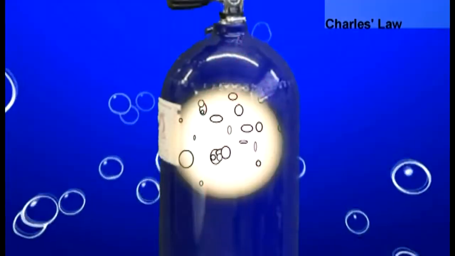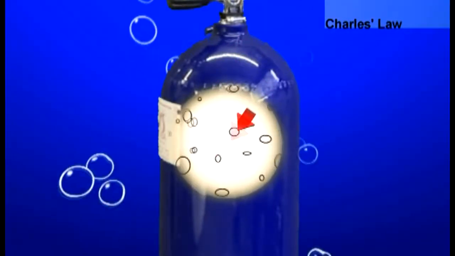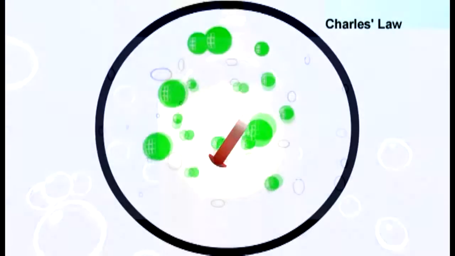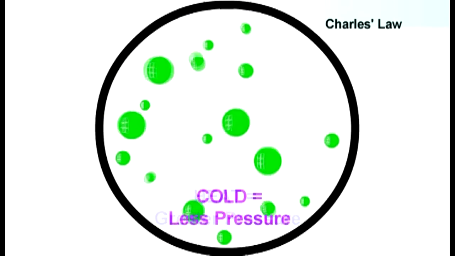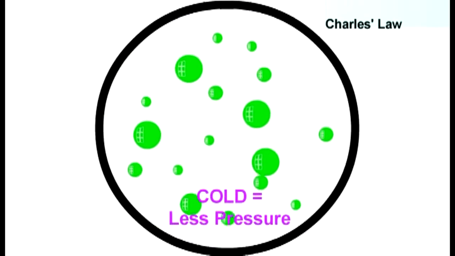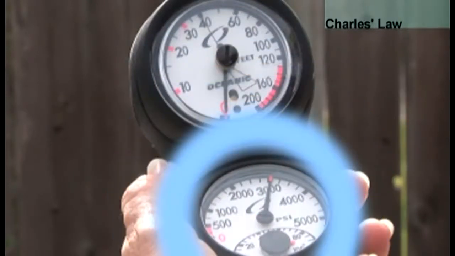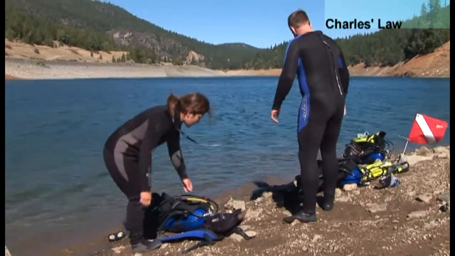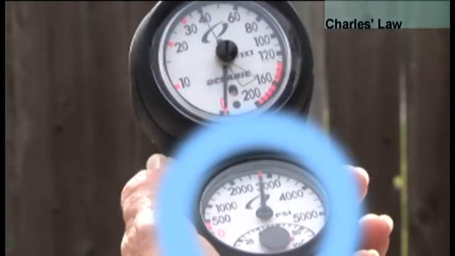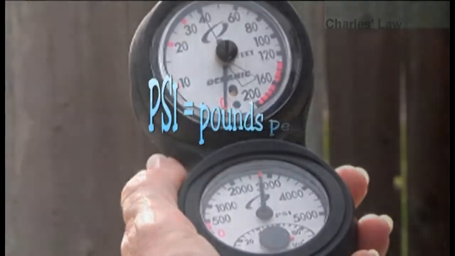Simply, when molecules in a gas are heated, they need more room to move around, increasing the pressure in the confined space. When they are cooled, they need less room, decreasing the pressure. Typically, on a hot day, if your tank shows that it's full with a gauge pressure of 3,000 psi, when you put it in the water, being colder than the air temperature, you may notice that its pressure has dropped to, say, 2,700 psi. That's pounds per square inch.